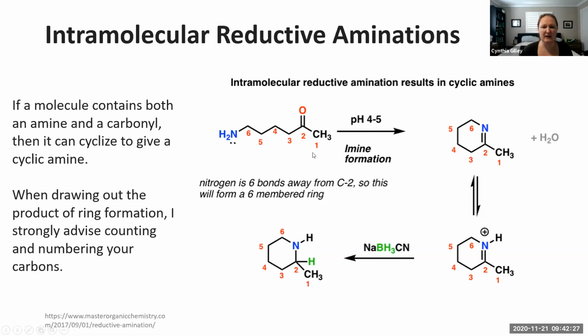I highly recommend that when you are thinking about drawing the product of a reductive amination, to go ahead and count or label your carbons. You could even extend a number to the nitrogen if you wanted, so that you can imagine the atoms involved in the bond formation. So for example, the first step would be to combine carbon number 2 using a double bond to this nitrogen atom. And that tells me, since I'm starting here, we have a 1, 2, 3, 4, 5, 6-membered ring being formed.